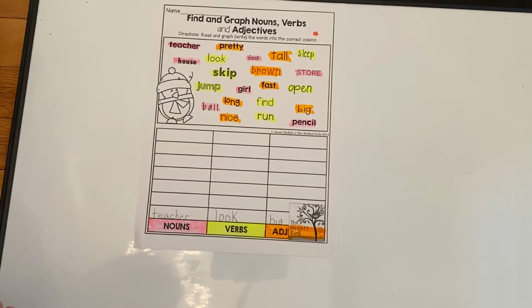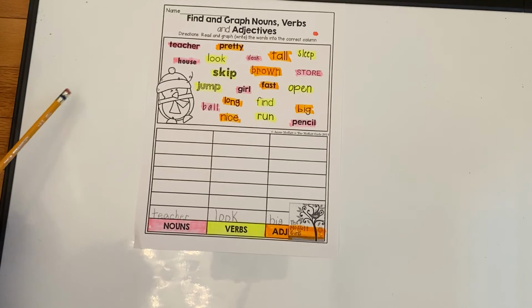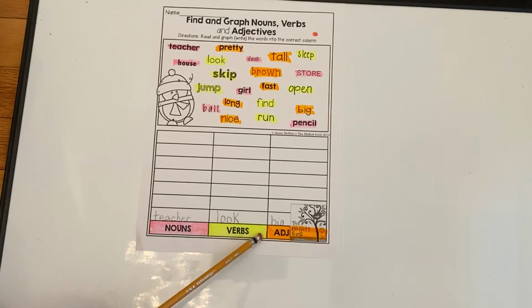So what you girls are going to do is you're going to graph and sort your parts of speech. They're either going to be nouns, verbs, or adjectives. And I know you girls are going to be able to do the rest on your own.